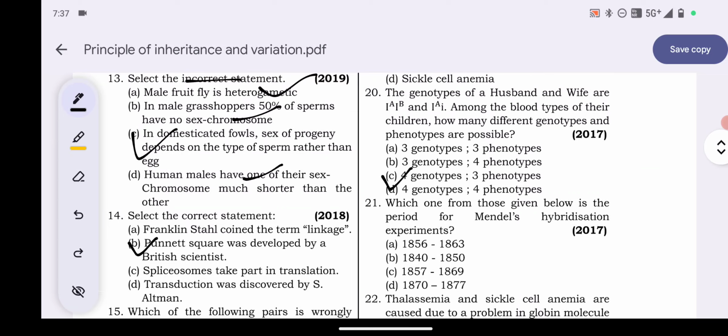So explanation: the genotypes of husband and wife are IAIB and IAi. The 4 different possible genotypes of the children are IAIA, IAIB, IAi and IBi. The possible phenotypes of the children are blood group A, blood group B and blood group AB. That's why option C is the correct one, that is 4 genotypes and 3 phenotypes.